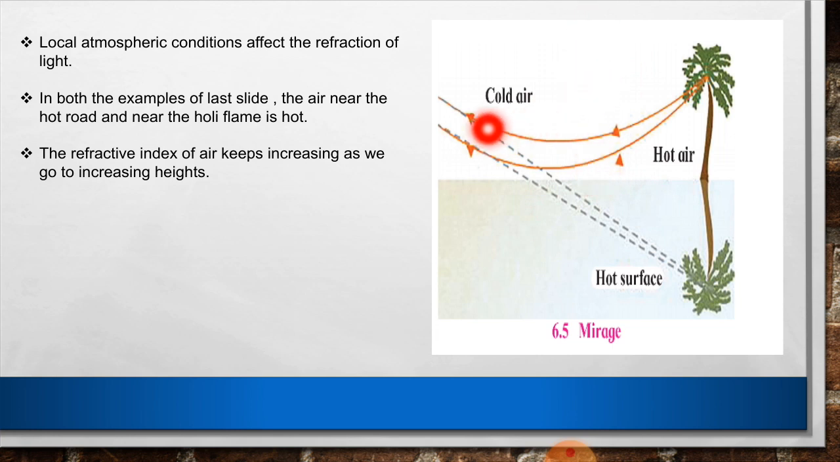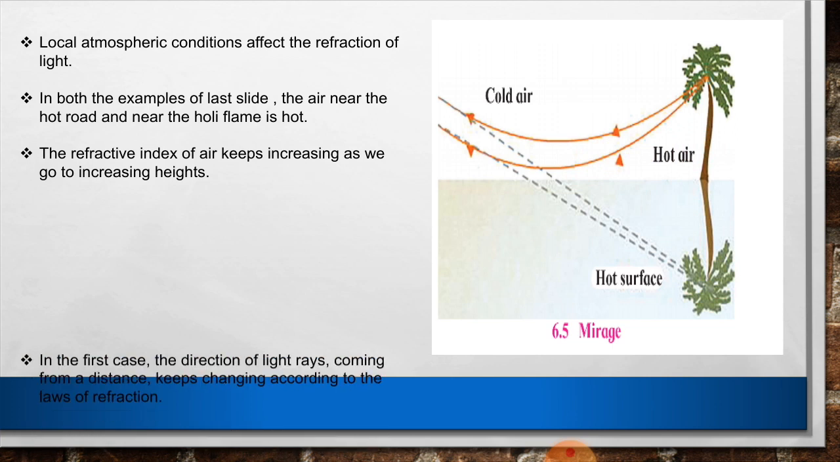So above the surface of the earth the air is hot, but as we move towards the sky the air will be cold. Just imagine that a person is standing over here and looking in the downward direction, what will he see? He will see the reflection of this tree. Actually this tree is not here, the tree is above, but he can see the tree situated near the ground surface. So why does this happen? Let's see.